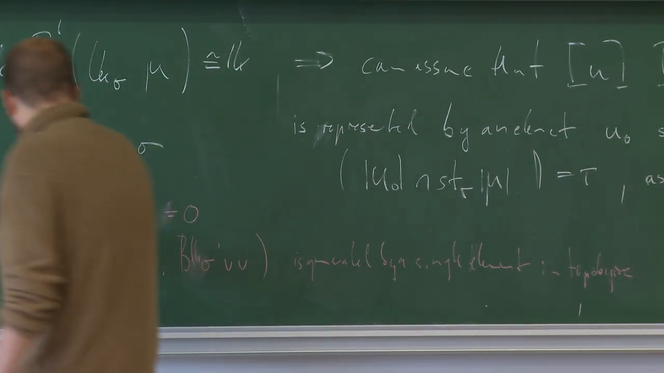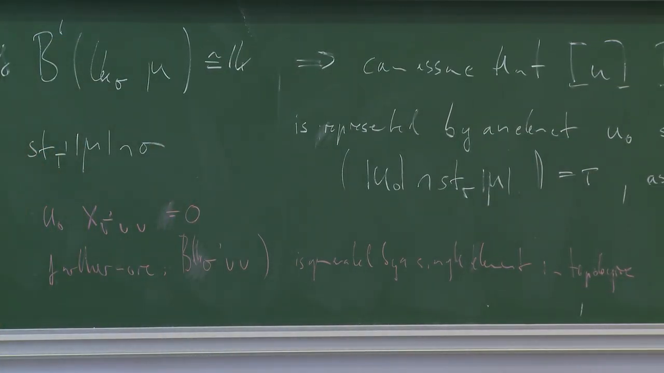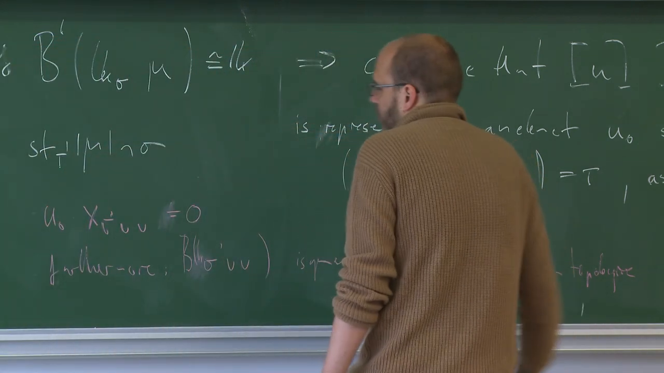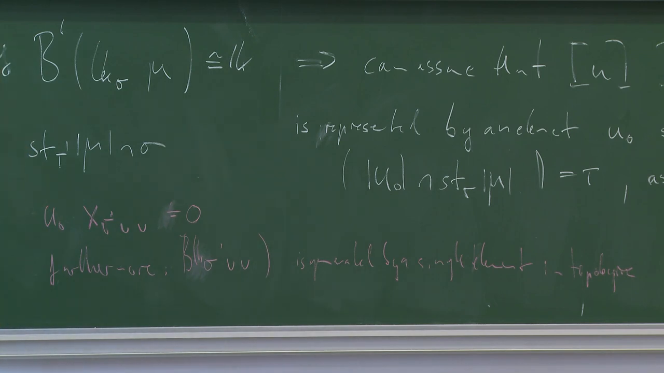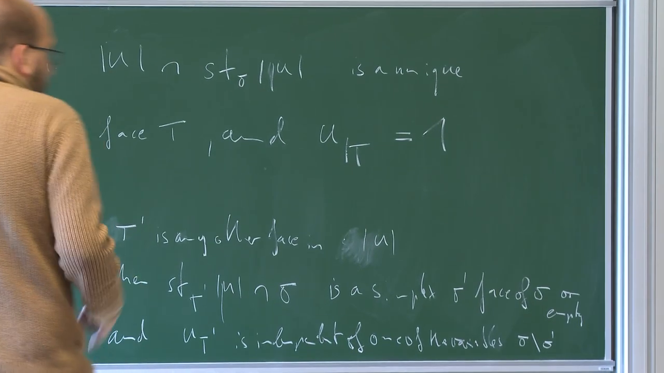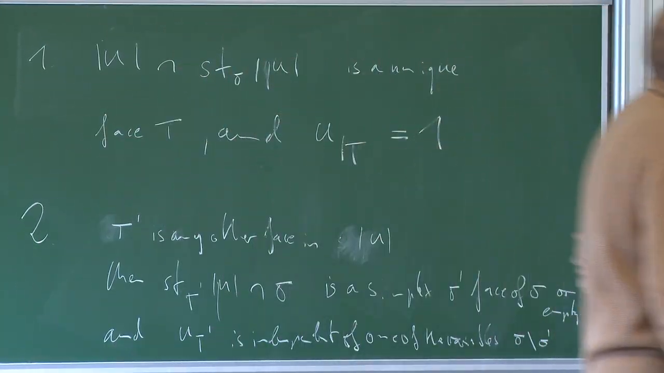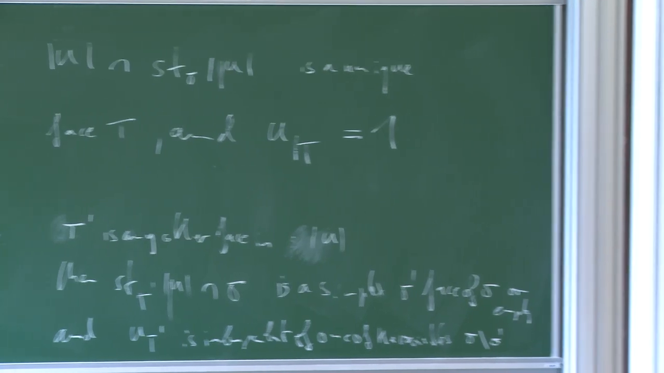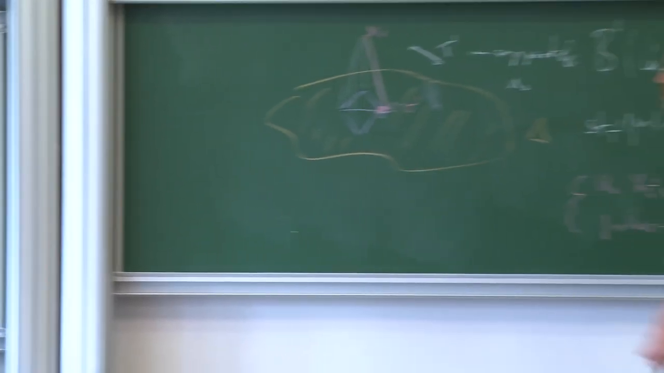And then combining these two facts, we see that the coefficient of u to tau prime differentiated along sigma must vanish. In particular, it will be independent of one of the variables of sigma and not in sigma prime, and hence we are compatible at this coefficient. And this we can just repeat. Okay, so this is for all the faces tau prime whose star intersects sigma, and that's it.